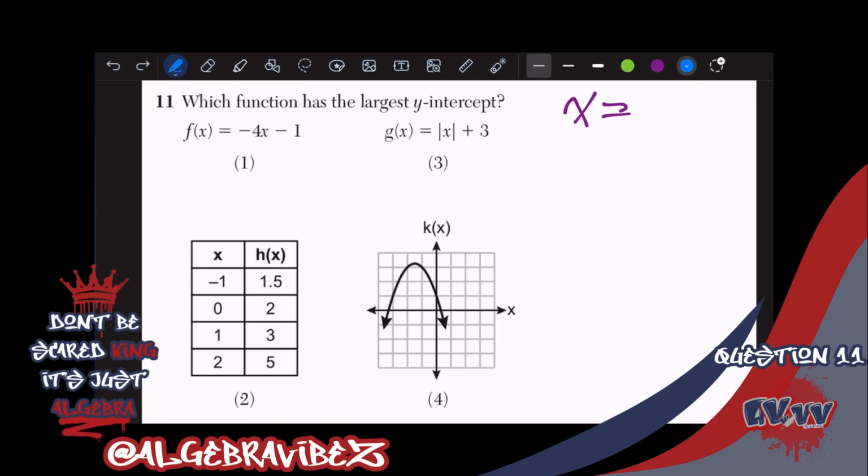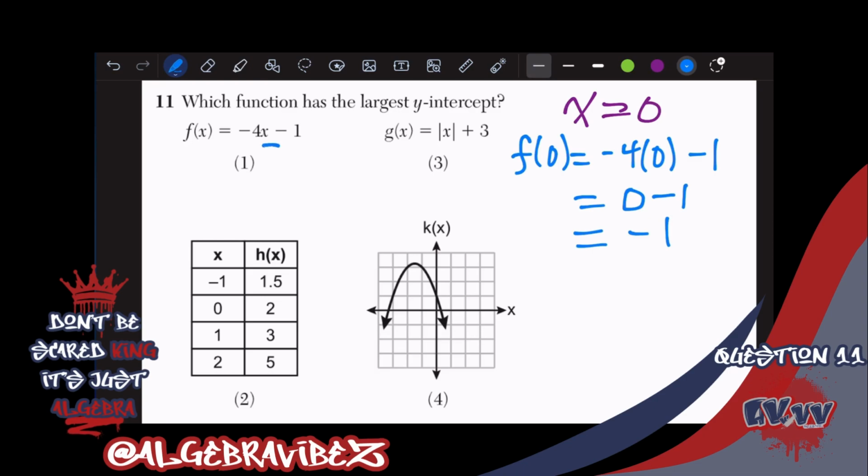So for the first one, we're going to go ahead and do f of 0 is equal to negative 4 times 0 minus 1. We know that anytime that we multiply anything by 0, it's 0, but we're going to just do it for math purposes. We're going to put 0 down here, minus 1, and it's going to give us a y-intercept of negative 1. So over here in this little bracket, I'm just going to put negative 1 and get rid of this information.